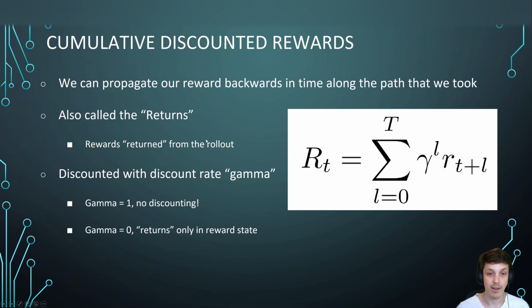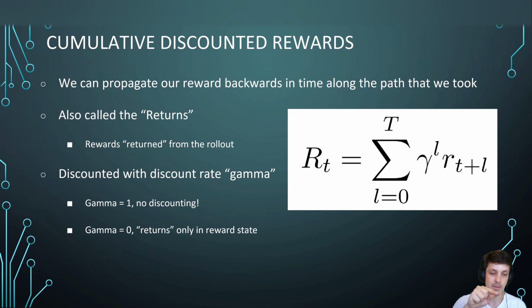So we calculate what we call the cumulative discounted rewards, also known as the returns, for a given trajectory or a given rollout. And what we do is we take that reward and we discount it by a constant value gamma. So in our final reward state, it's just going to be equal to the reward. In the previous state, it's going to be gamma times that reward.